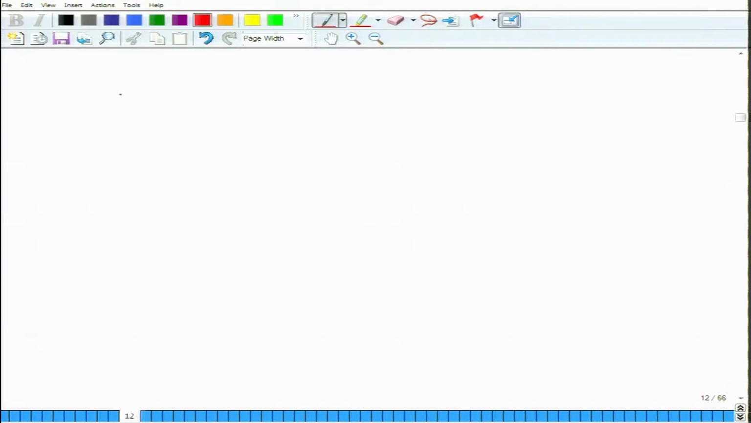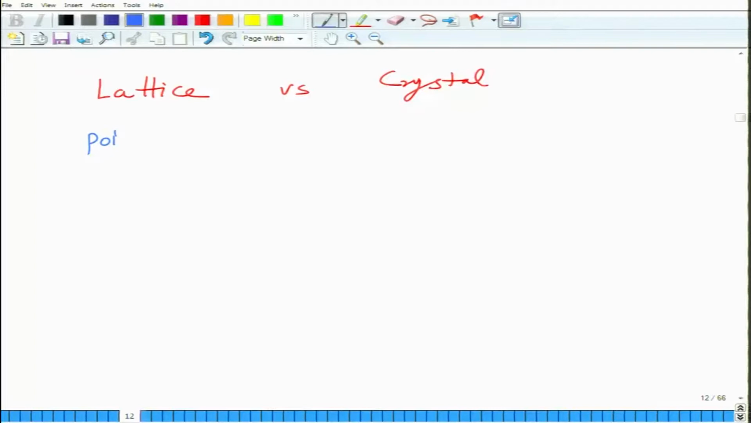Now, what is the difference between the lattice and crystal? Can you tell me what is the difference between lattice and crystal? Okay, but what is the definition? Lattice plus motif make a crystal. So lattice is only about the points in space, or you can say the periodic arrangement of points in space. This is lattice.